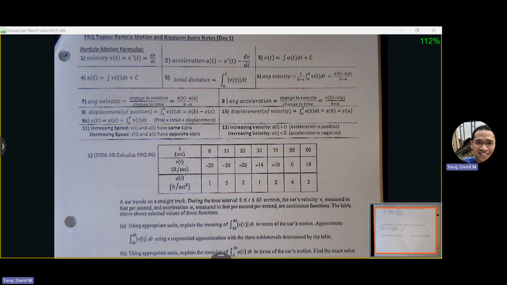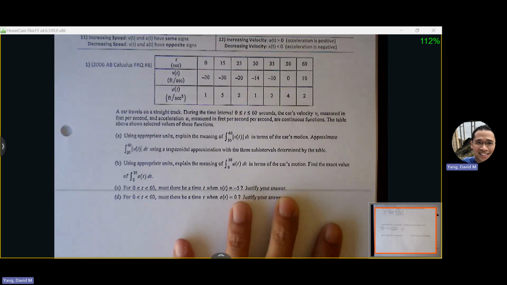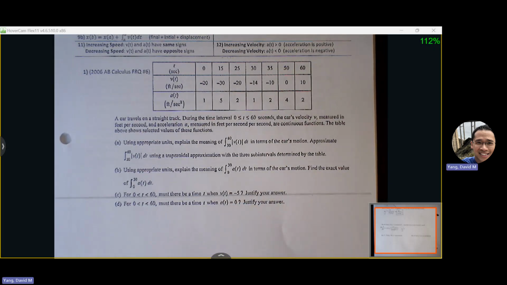All right, so let's look at number one. A car travels on a straight track. During the time interval from 0 to 60 seconds, the car's velocity is measured in feet per second and acceleration in feet per second squared. They're both continuous functions. The table above shows selected values of these functions. Use appropriate units to explain the meaning of the integral from 30 to 60 of the absolute value of v of t in terms of the car's motion. And then approximate using trapezoid approximation with 3 subintervals.